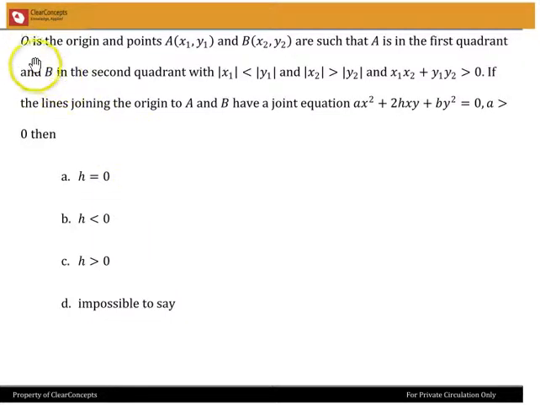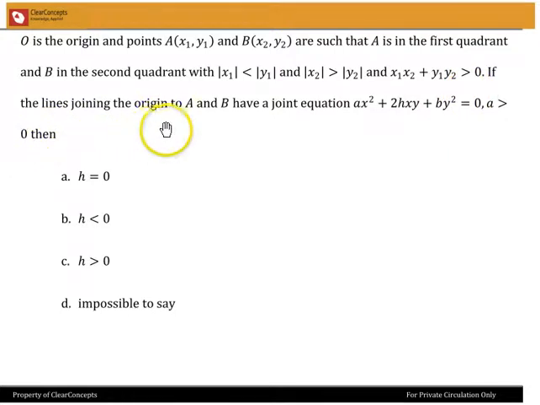Okay, so here is the problem. O is the origin and points A(x1, y1) and B(x2, y2) are such that A is in the first quadrant, B is in the second quadrant, with |x1| less than |y1|, |x2| greater than |y2|, and x1x2 + y1y2 greater than 0.